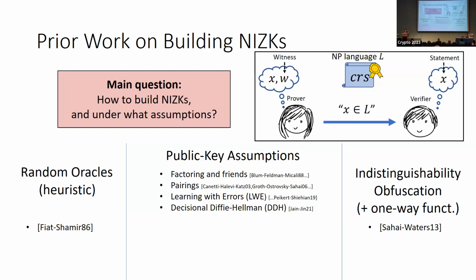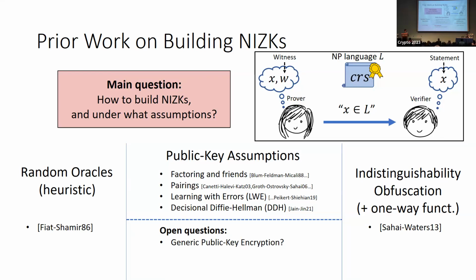So the hope and the main open question that we would like to answer is whether we can build NIZKs generally from public key assumptions. However, it seems that we are quite far from that. One step towards that is to try to at least fill the gap and build NIZKs from concrete assumptions that we know imply public key encryption. Notably missing are the computational Diffie-Hellman assumption and the learning parity with noise assumption.